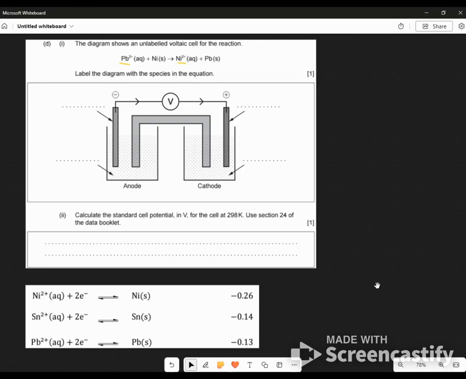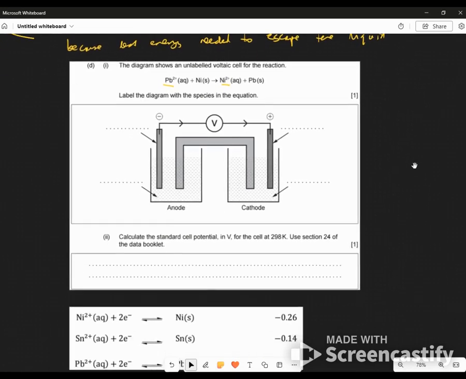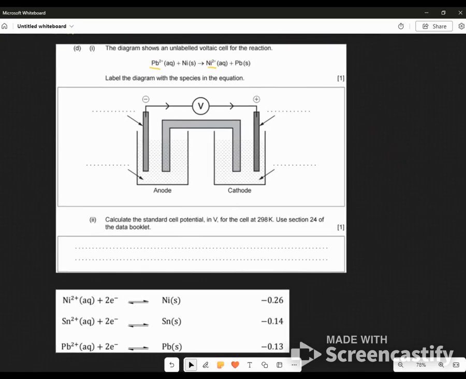Okay, let's continue. This is the second video. So now we've got the diagram shows an unlabeled voltaic cell. That means, as you know, it's going to give out energy. Now we have to figure out which one of the lead or the nickel is the most reactive.